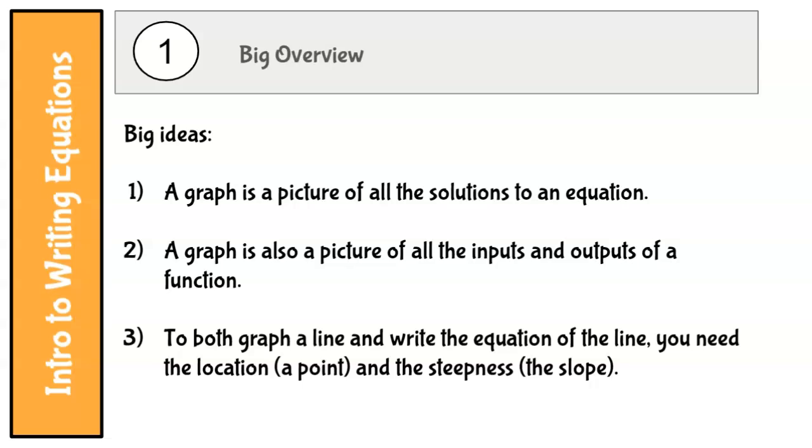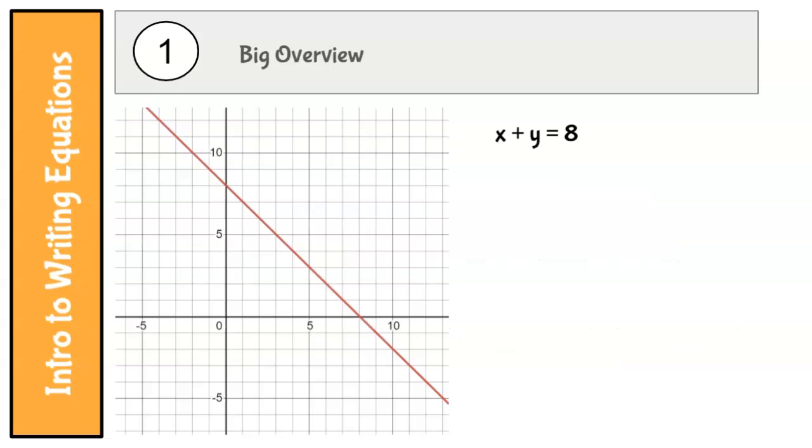If you think about that, if you were going to tell somebody how to draw a line, you would need the location of the line, where is it on the paper, and how steep is the line. And that's all you need in order to be able to both graph a line and write the equation of a line. So if you can keep that in mind throughout this whole unit, we need a point and a slope to either write the equation or graph a line, you'll be focused on that for the rest of this unit.